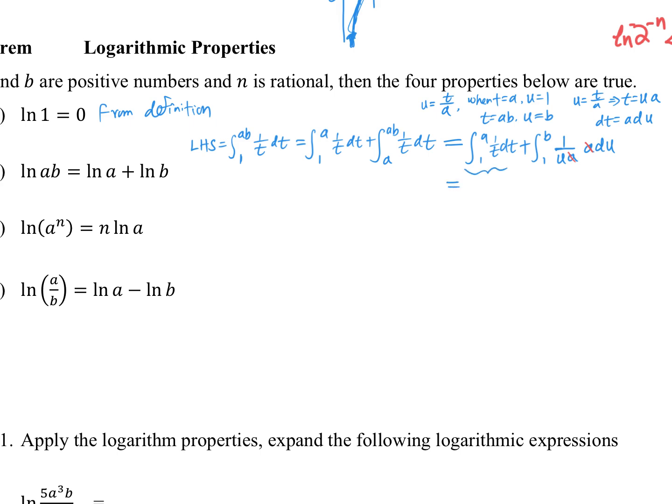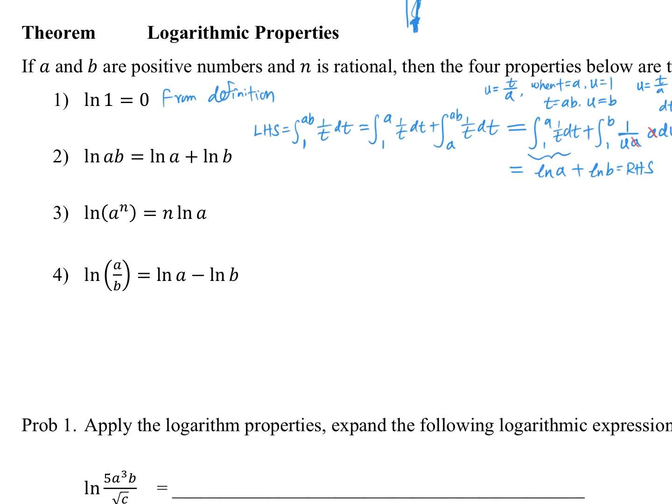So this, according to the definition, is ln a. And this one, u is a dummy variable, so you can just think of it as the integral of 1 over t dt. According to the definition, this is ln b, which is the right-hand side. So this is how we've proved the second property.